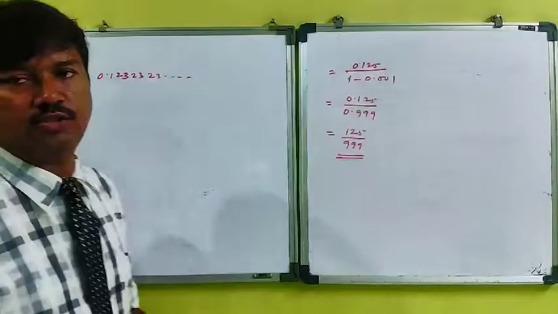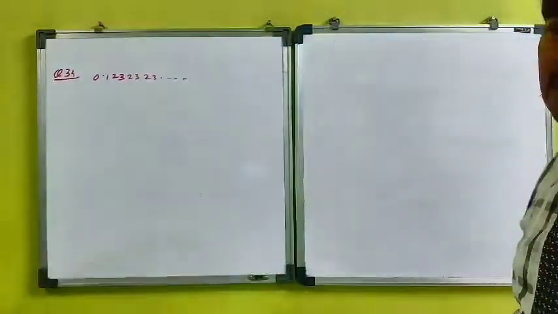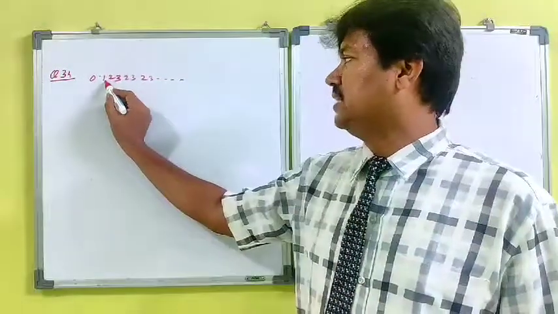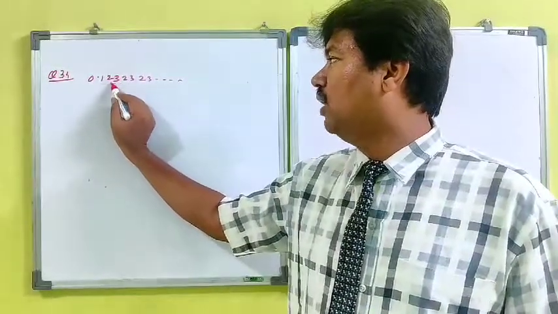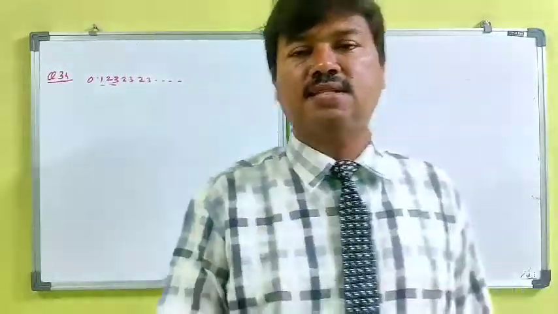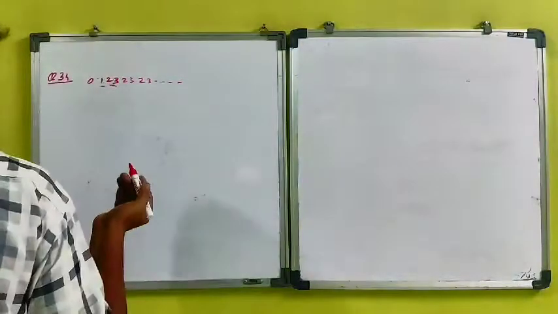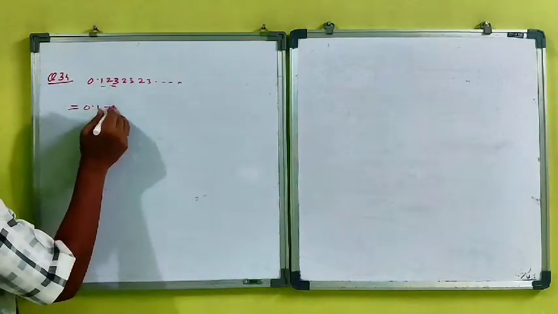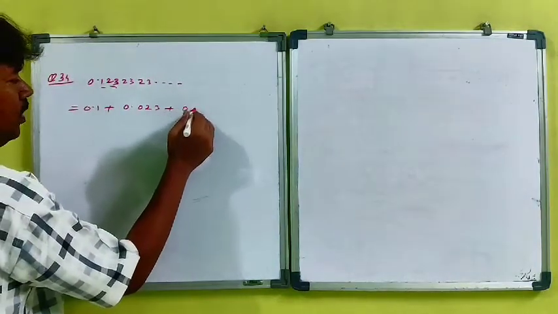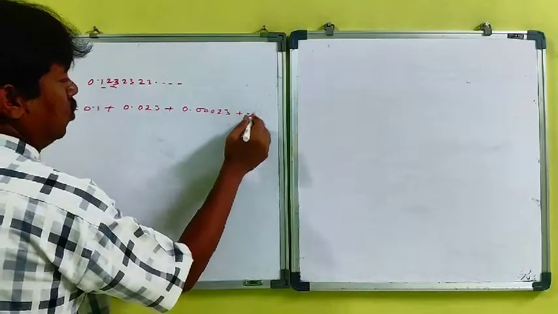Here, the next question, question number 34, is a similar question but with a slight difference, because the recurring digits here are not all 3 but only the last 2, that is 23. In the previous case, all 3 were recurring. So what to do in this case? It is almost similar. It is 0.1 plus 0.023 plus 0.00023, and so on.